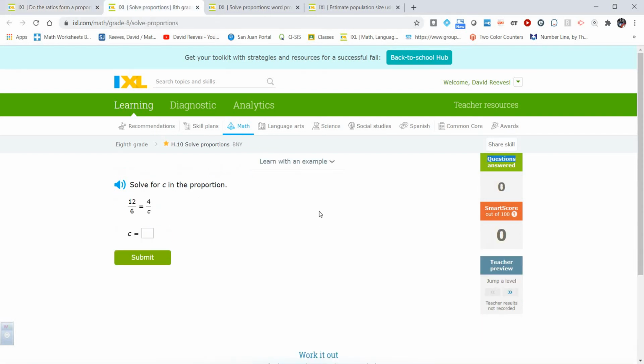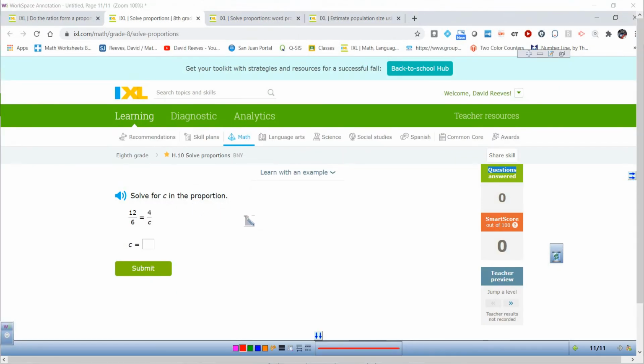All right, what about solving proportions? Moving on to skill H10. Now, what they're doing is they're saying it's a proportion. So they're saying 12 over 6 is actually equal to 4 over C, and they want us to find C. We're going to find C, okay? So if you understood what we were just doing, then this is going to be not too bad at all.